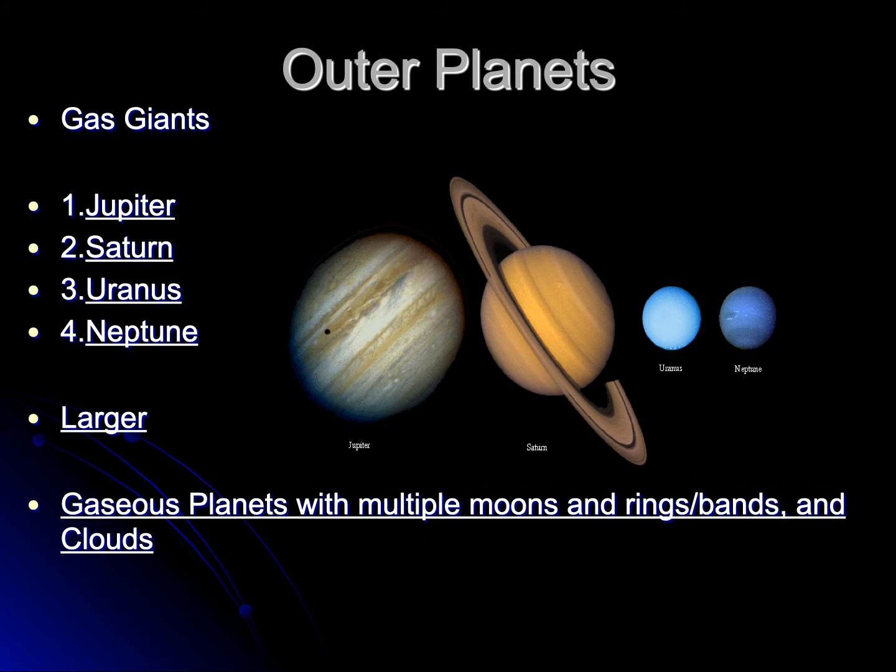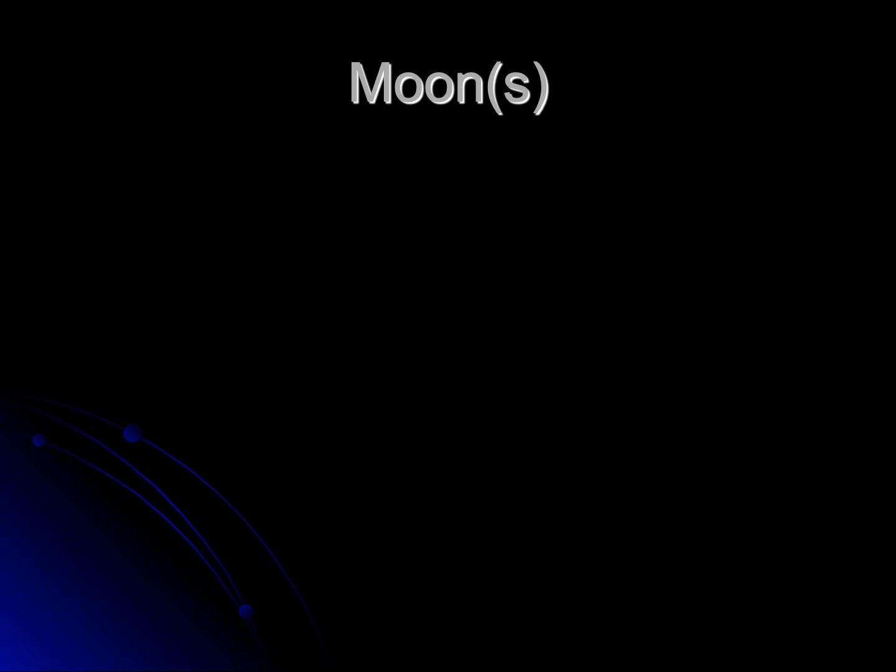They are gaseous planets. They have multiple moons, up to 60 plus moons, and they have rings and bands of ice and rock, and they also have clouds. There are storms on certain planets. Like in the picture of Jupiter, you can see the storm that's happening on there. We'll talk more about that when we get into class and the different activities.